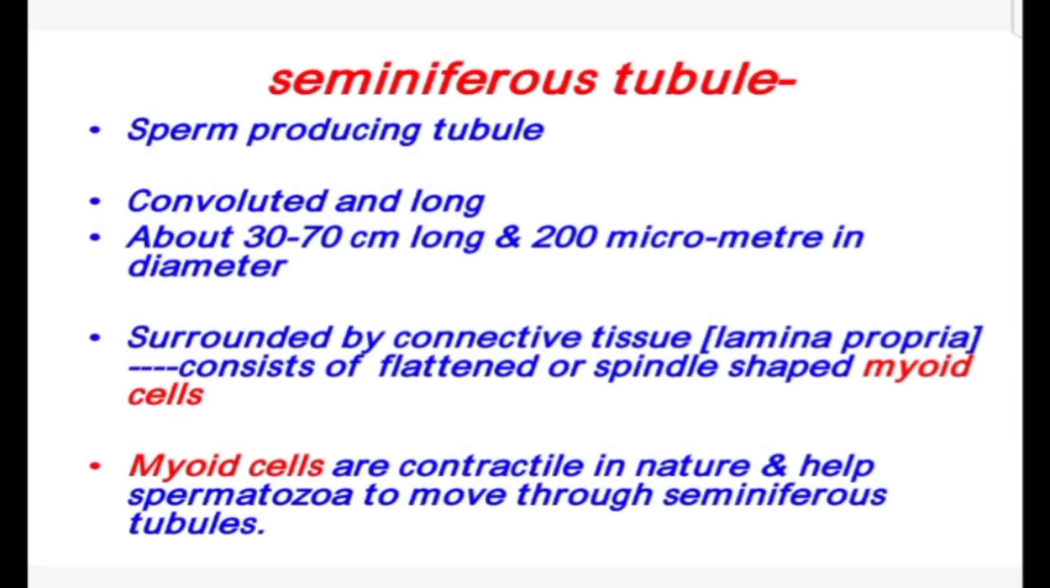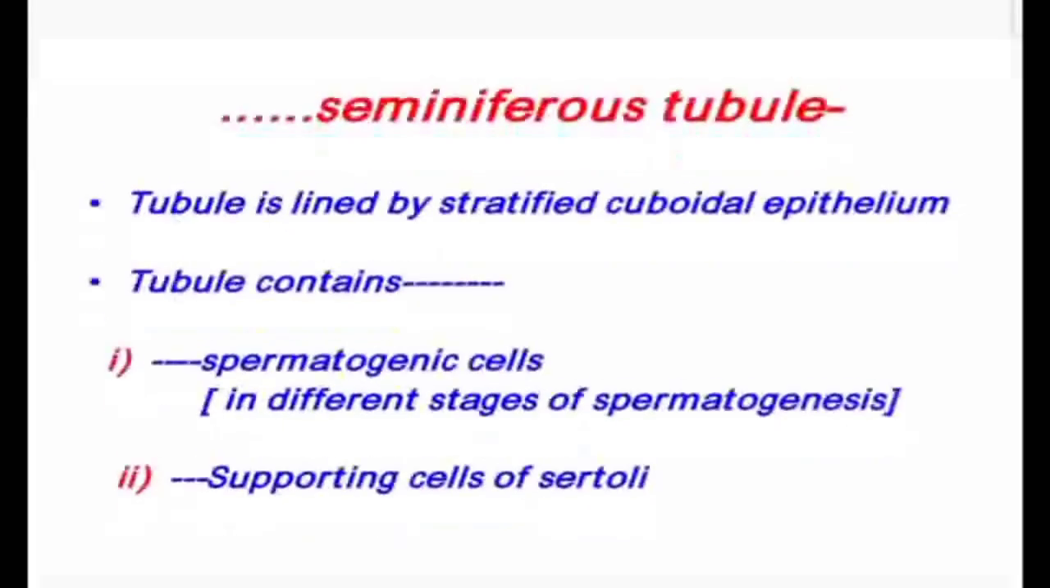So what about the seminiferous tubule? These are the sperm-producing tubules, very convoluted and intricately coiled, very long, about 30 to 70 centimeters, and 200 micrometers in diameter, surrounded by a connective tissue called the lamina propria. There are myoid cells which are contractile in nature and help the spermatozoa to move through the seminiferous tubules.